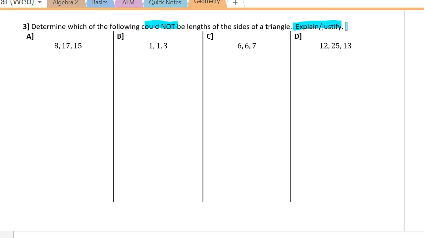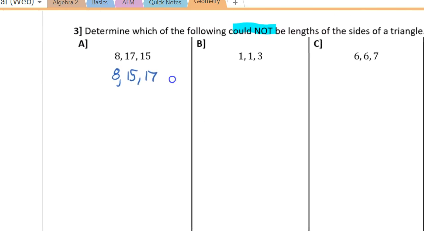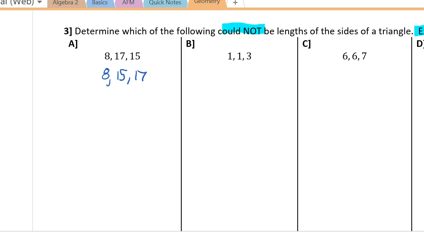Okay, so the triangle inequality theorem states that in a triangle, the sum of the lengths of any two sides of a triangle must be greater than the length of the third side. Seven is already set up here at 12, 13, and 25. So starting with the first problem, 3A, I'm going to go ahead and set up all three inequalities.